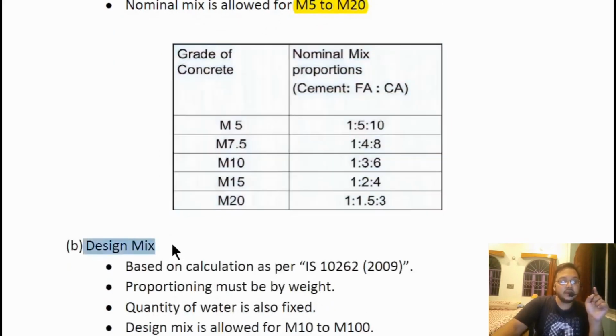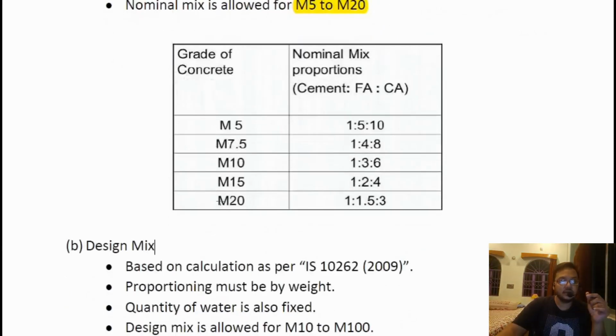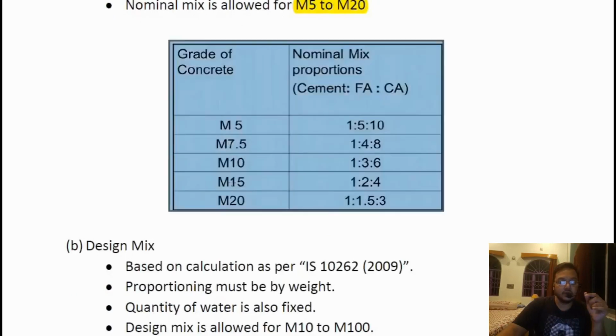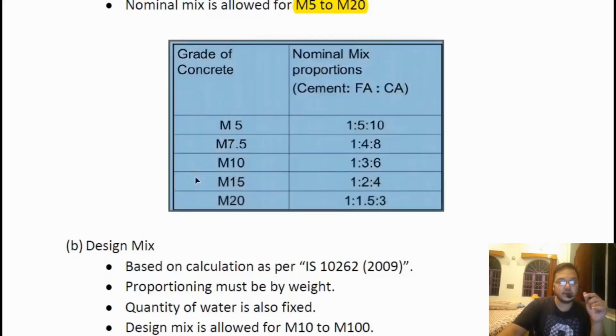But when we come to the design mix, we actually go for some particular parameters. We consider some factors, and then we do some calculations, and finally we fix the proportion for that particular grade of concrete. And nominal mix is allowed for M5 to M20, as you can see, and for M20 it is 1:1.5:3. For M15 it is 1:2:4. So these are the two mostly used grades of concrete, M15 and M20.